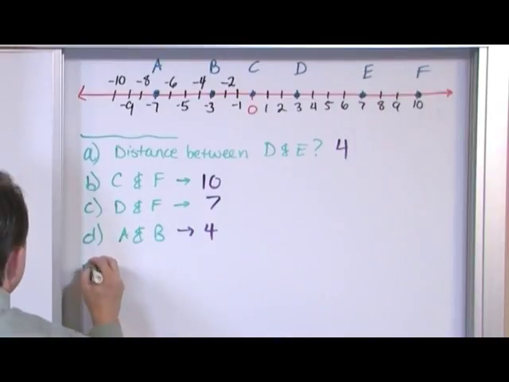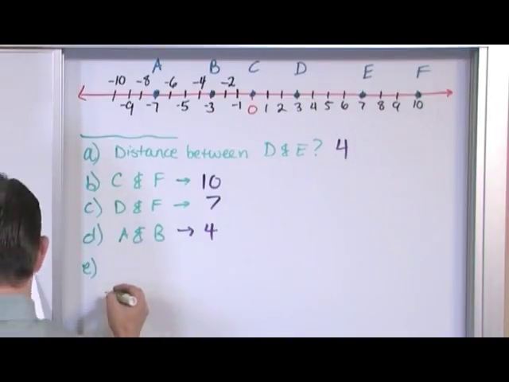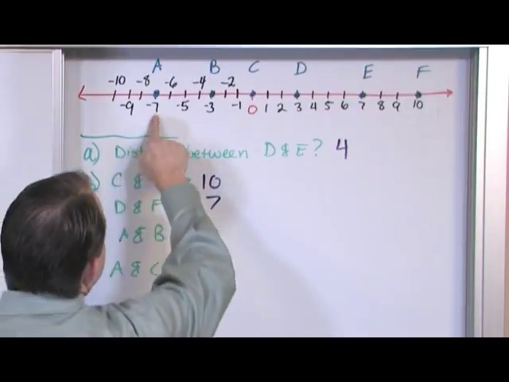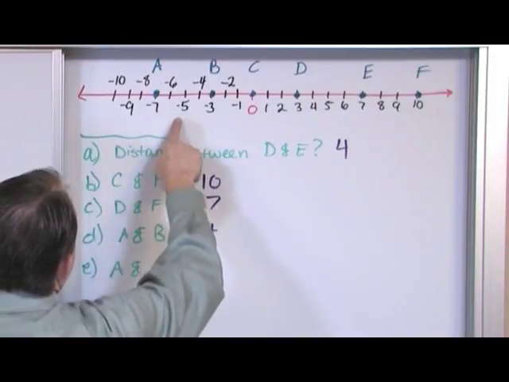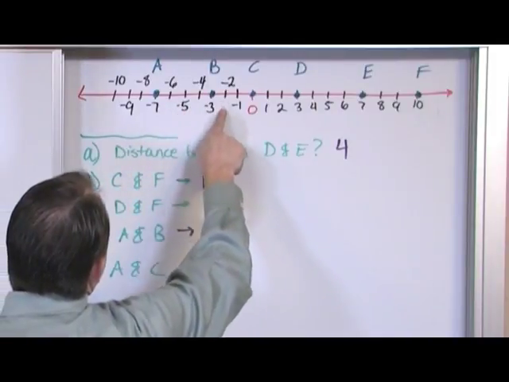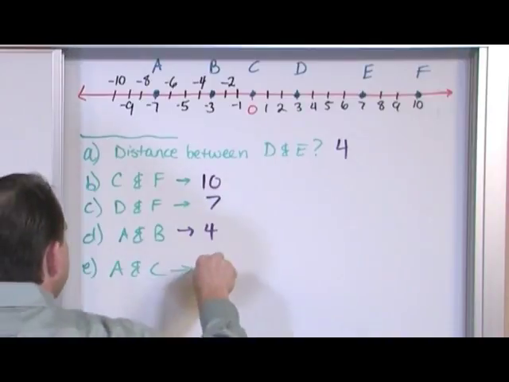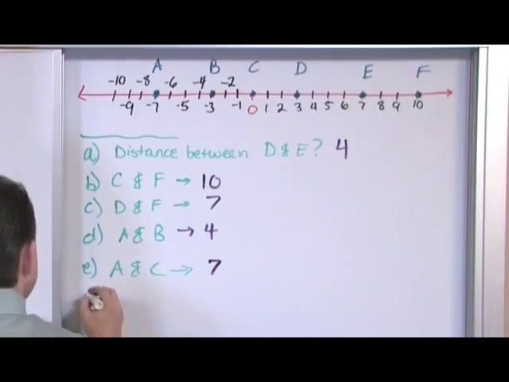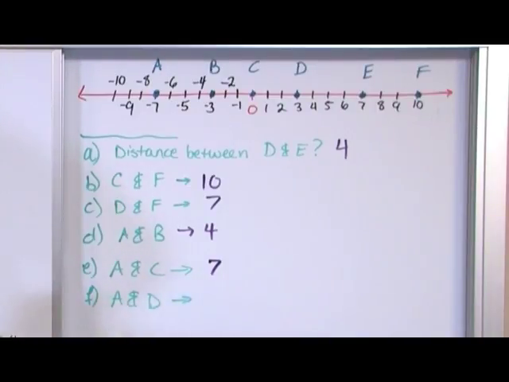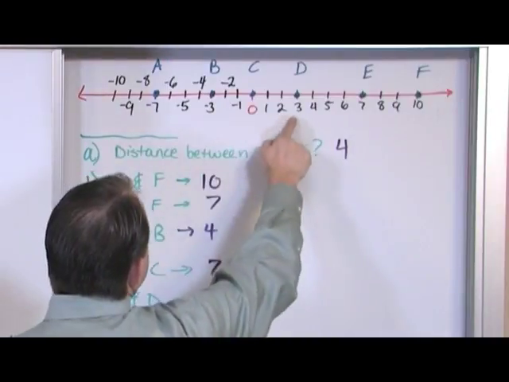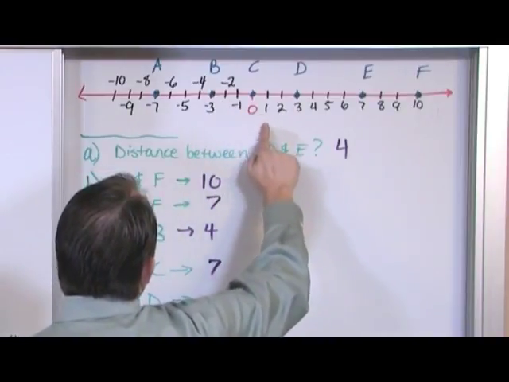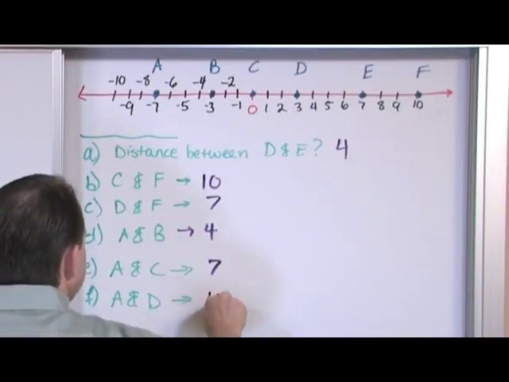All right, so we have the next one. Let's do A and C. A is here, C is here, so we start at A. 1, 2, 3, 4, 5, 6, 7. 7 units. Again, it's always positive when you're talking about distance between two points. Next one, let's do A and D. Start with A, counting to D. 1, 2, 3, 4, 5, 6, 7, 8, 9, 10. 10 units.